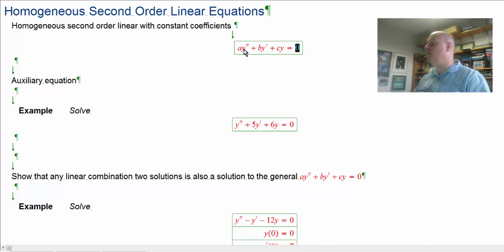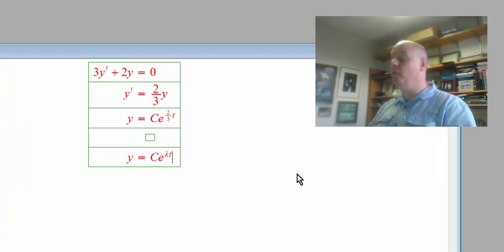Homogeneous linear differential equations are linear combinations of the derivatives equals a number equals 0. So they're all the same. These homogeneous second order constant coefficient linear differential equations are all the same except you pick different numbers a, b, c. They're all of this form. Now, to see how to solve this, let's take our inspiration from something we know.